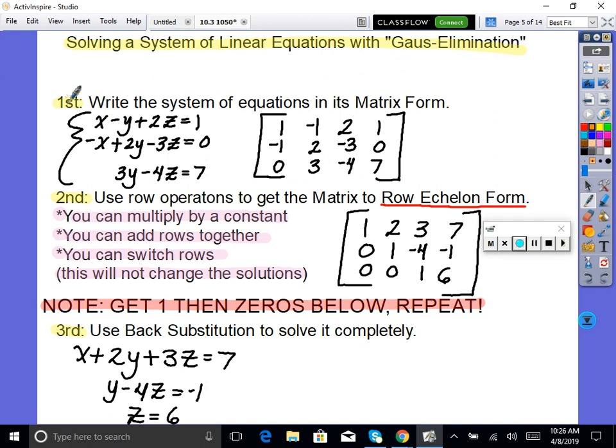Okay, so first, write the system of equations in its matrix form. So don't write this down. You only need to write down step number 1. Write the system in its matrix form. So I'm just showing you an example. Here's my system, and I put it in its matrix form.